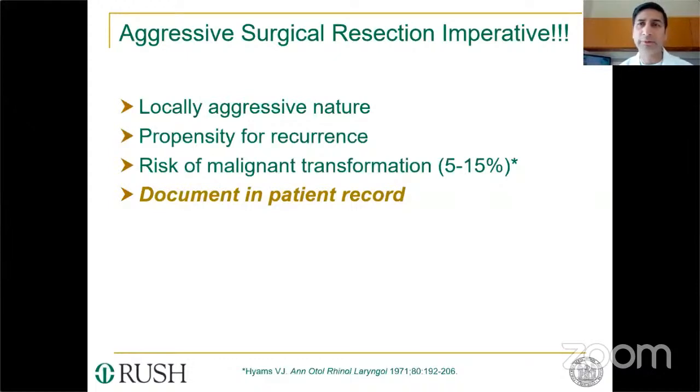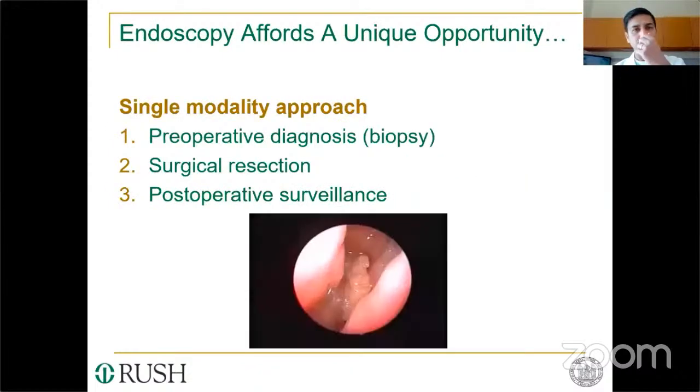Propensity for recurrence if you do an incomplete or subtotal resection, and the risk of underlying malignant transformation or presence in about 10% of the cases. It's critical that you discuss these 3 key facts of the biologic behavior of this tumor with every patient that you operate on. And certainly in a country like the US, where the courts are the way they are, this is something that I would want documented in every single patient's chart ahead of time.